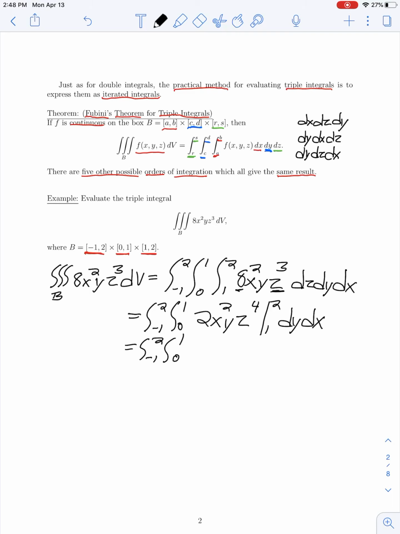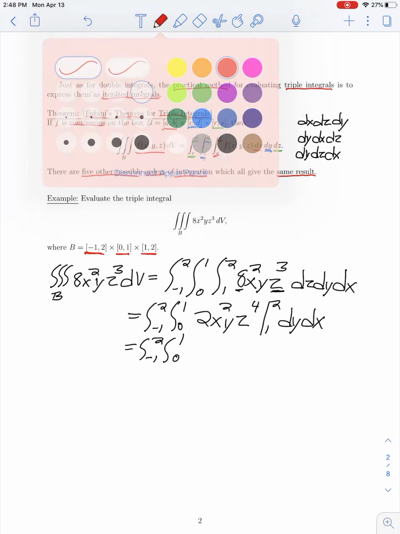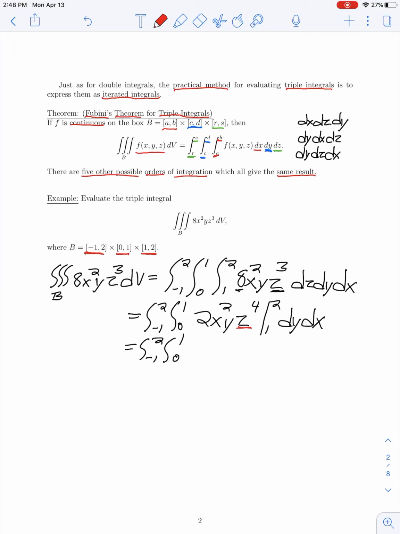So we have a z to the 4th term. If I evaluate at z equals 2, I've got 16, and then I subtract what I get when I evaluate at 1, which would be 1. So my 16 minus 1 for that term leaves me a constant of 15. So multiplying that constant by my 2x squared y, we have 30x squared y.